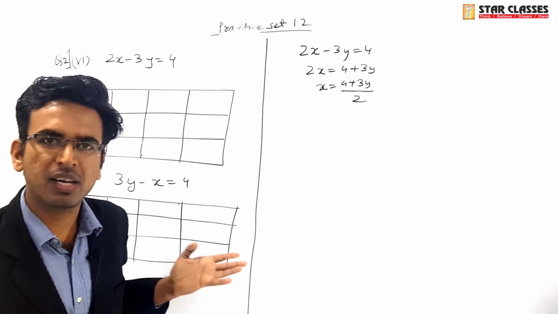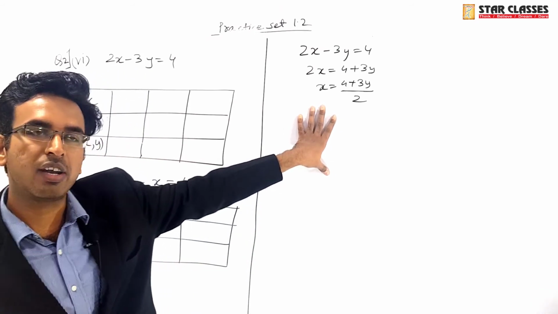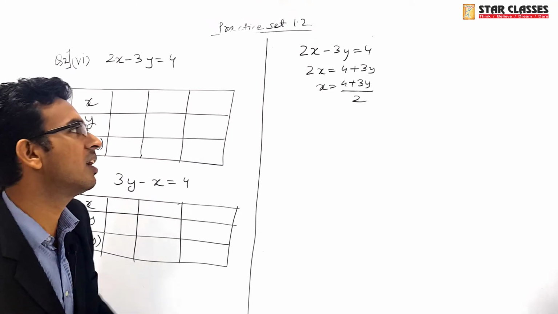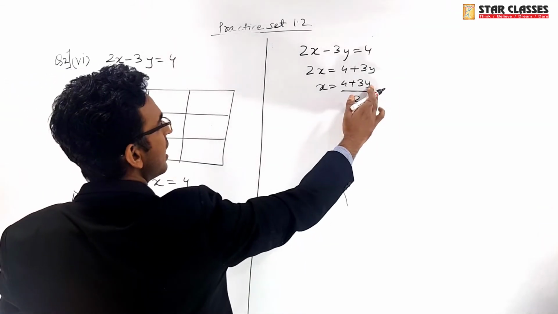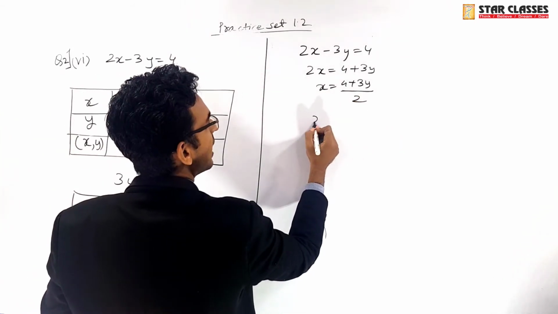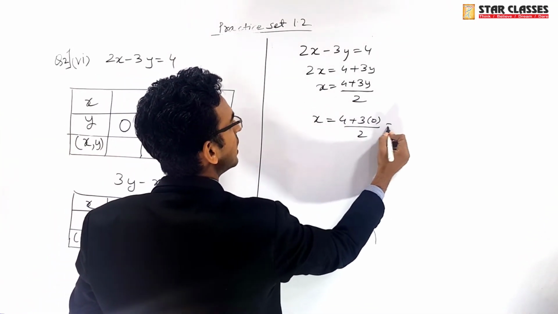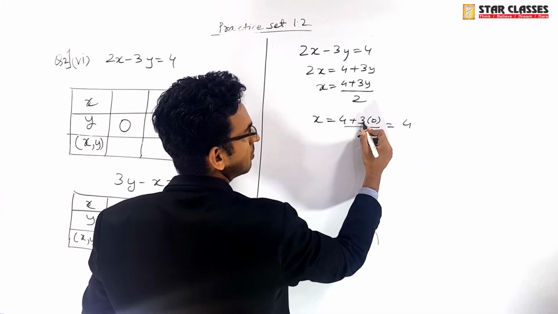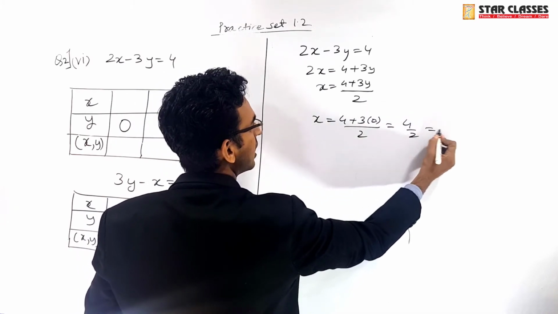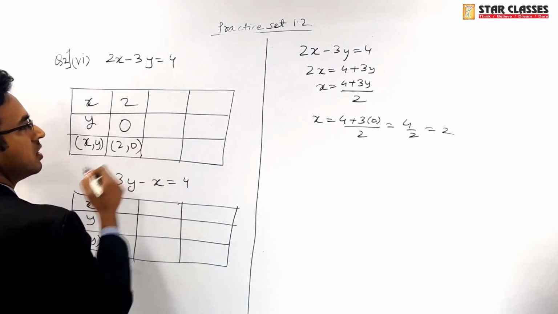Even if it is decimal, it is fine, but it is easier to plot the non-decimal points or natural numbers or integers. Okay. So let us take y as 0. So if I take y as 0, this will become x equal to 4 plus 3 into 0 upon 2. That is 4. 3 zeros are 0. So 4 upon 2, that is 2. So x will become 2. So this will become 2, 0.